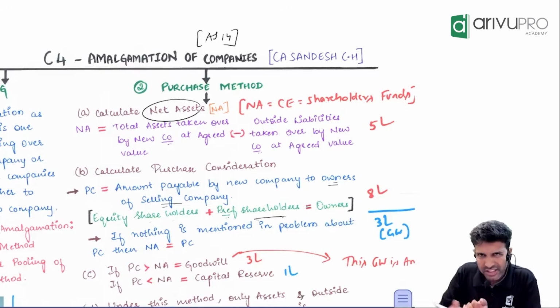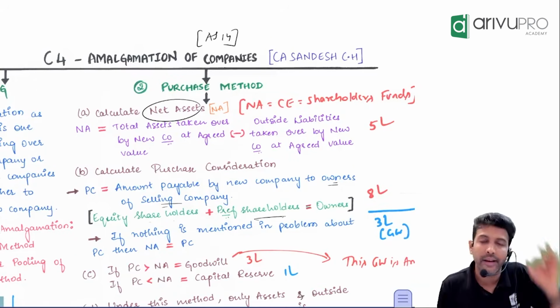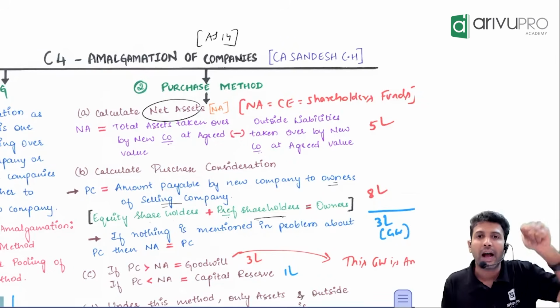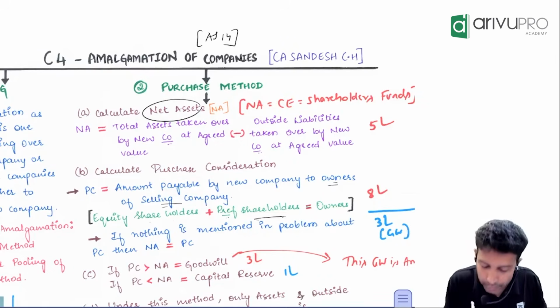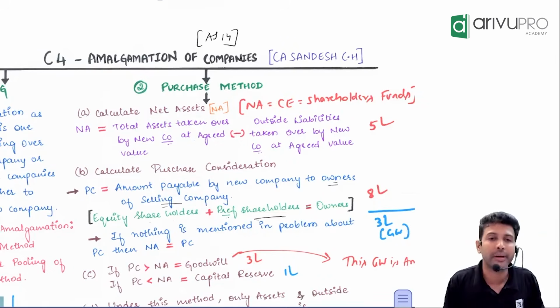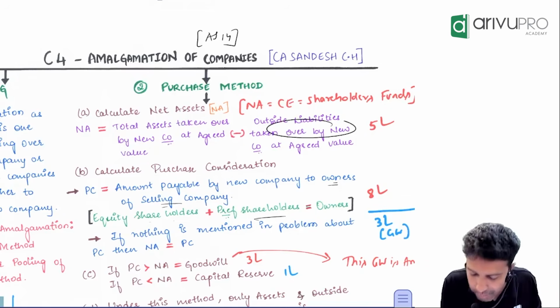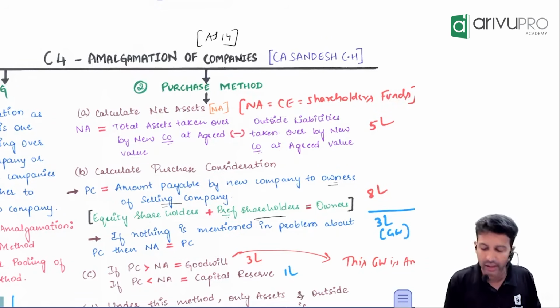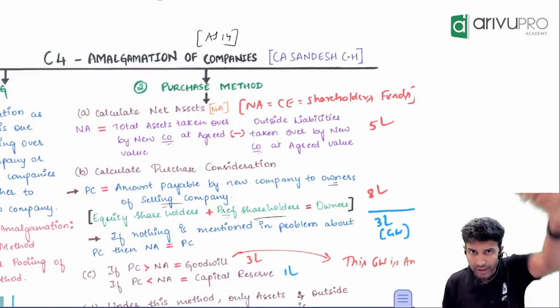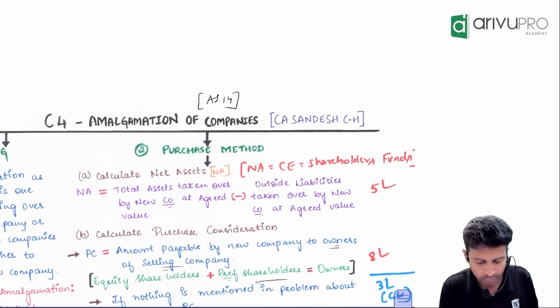So now we're just refining that a little further. Net assets means assets taken over by the purchasing company at what value? Agreed value. Minus outside liabilities taken over by the new company at agreed value. Sir, go back to the name. What is the name of purchase?